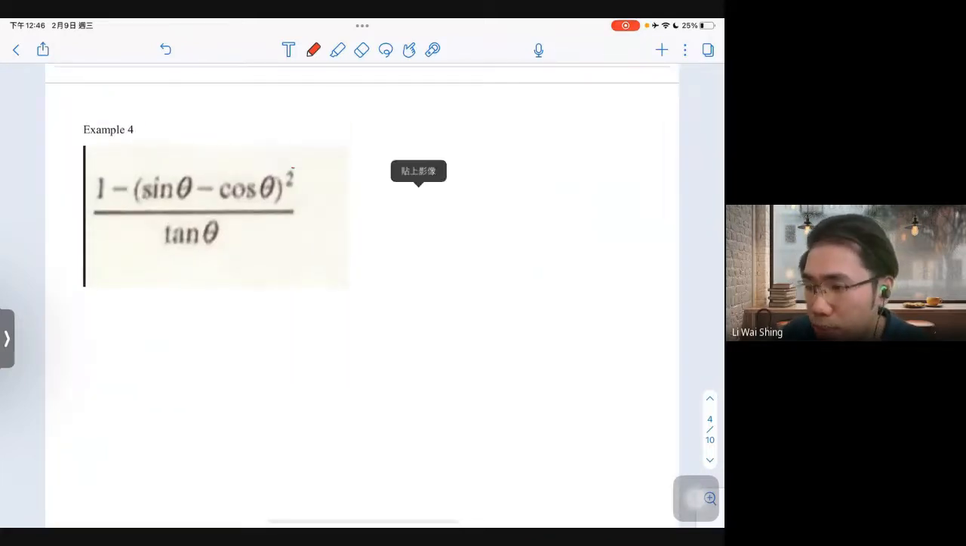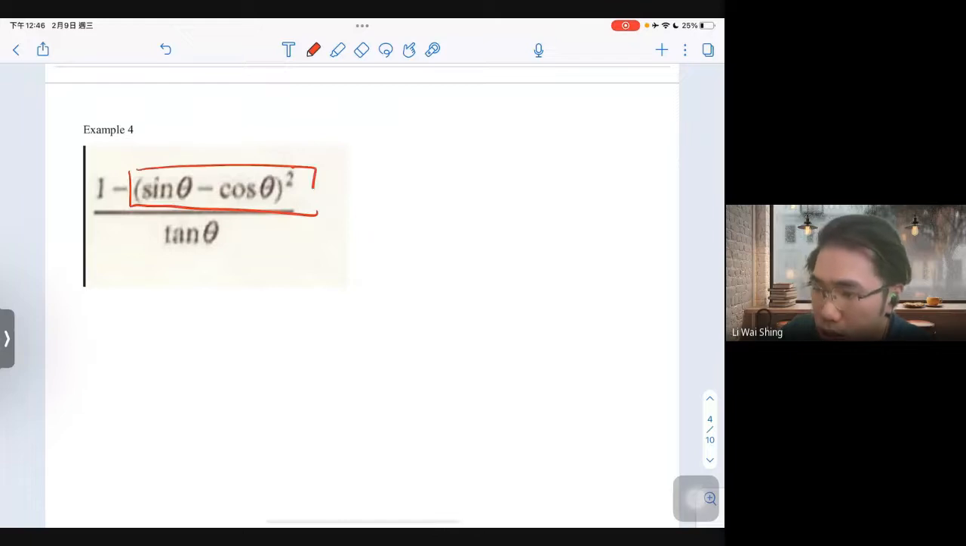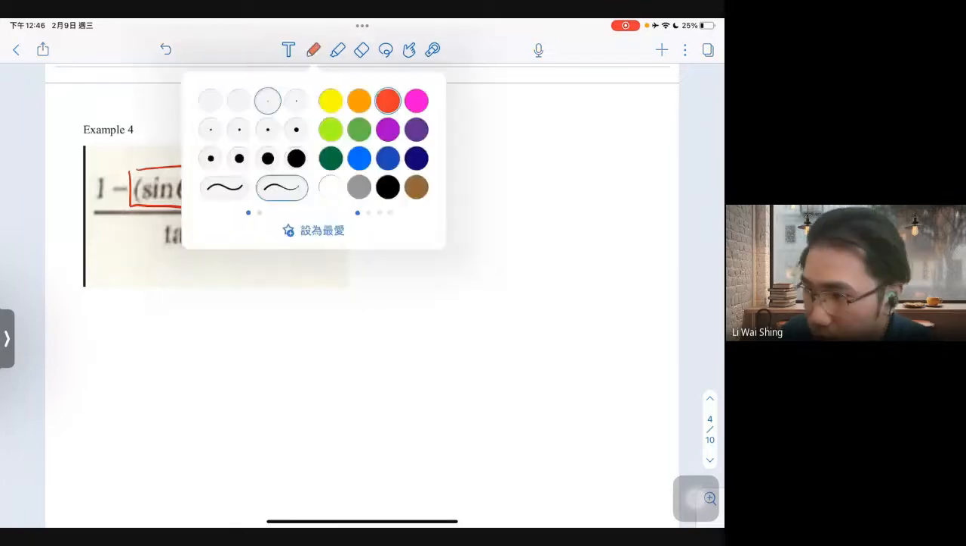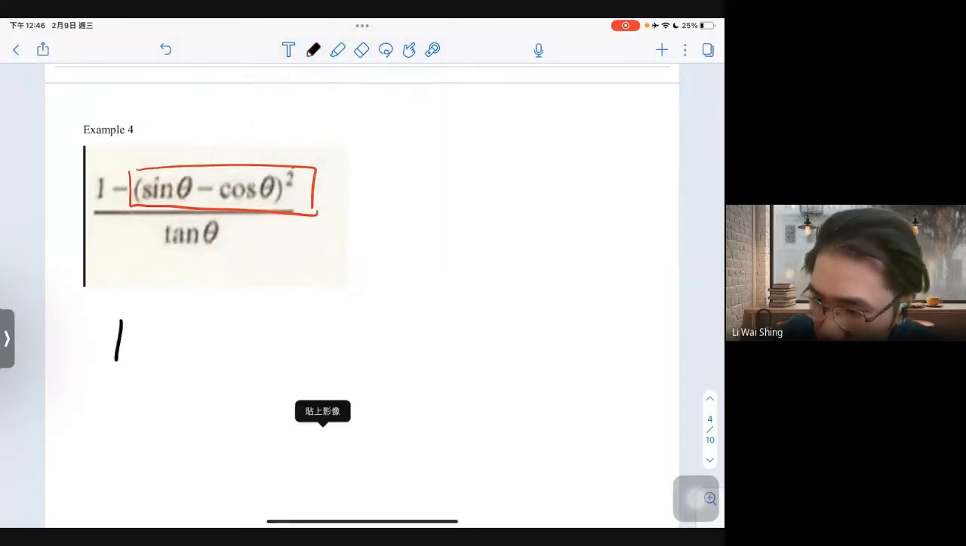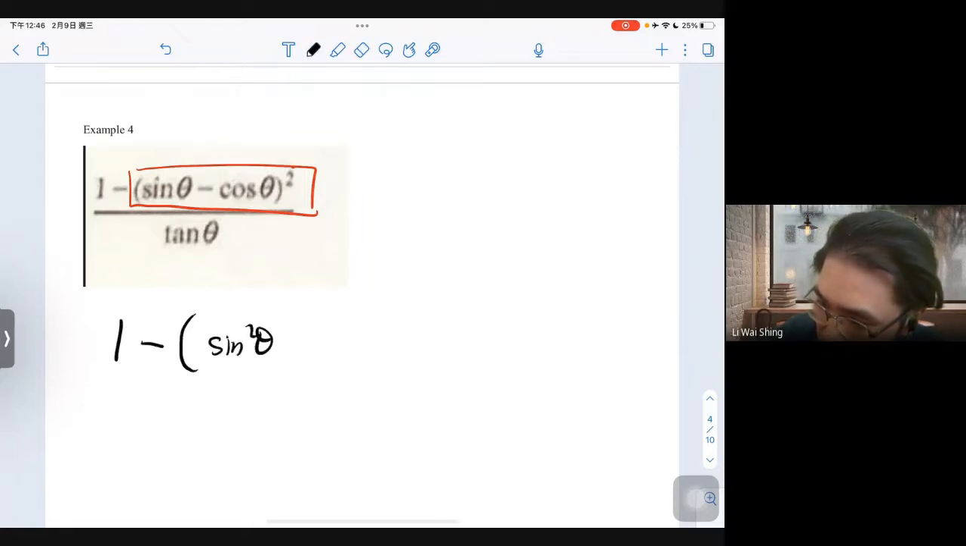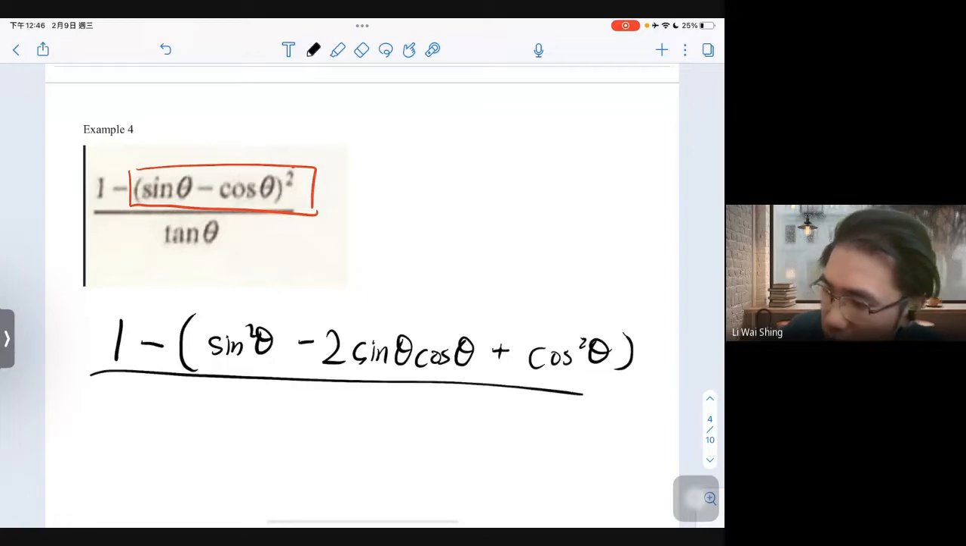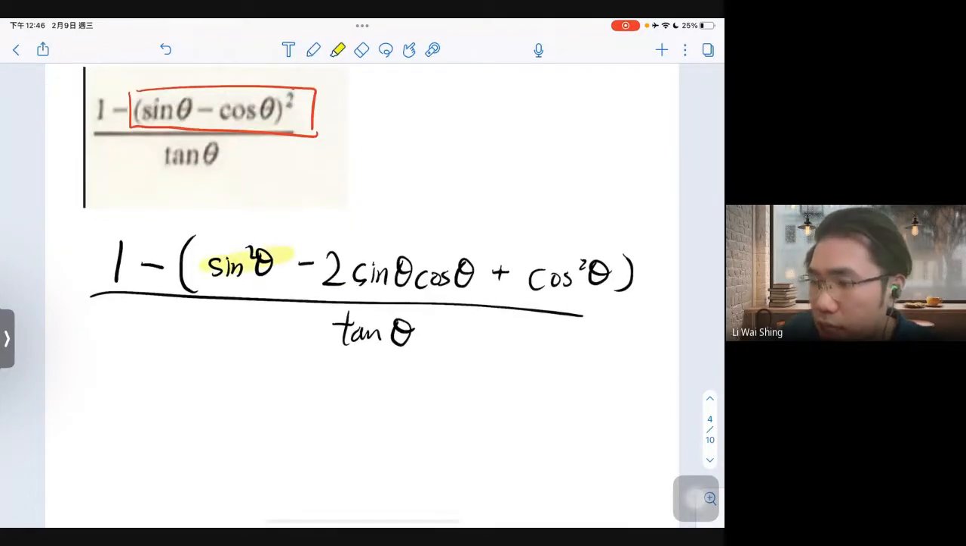see there is a bracket square, you know that you need to expand it. Okay, you need to expand it. So you just expand it. (a plus b) square equals a square plus 2ab plus b square over tangent theta. So you expand the bracket first. Then you can see sine square plus cosine square.